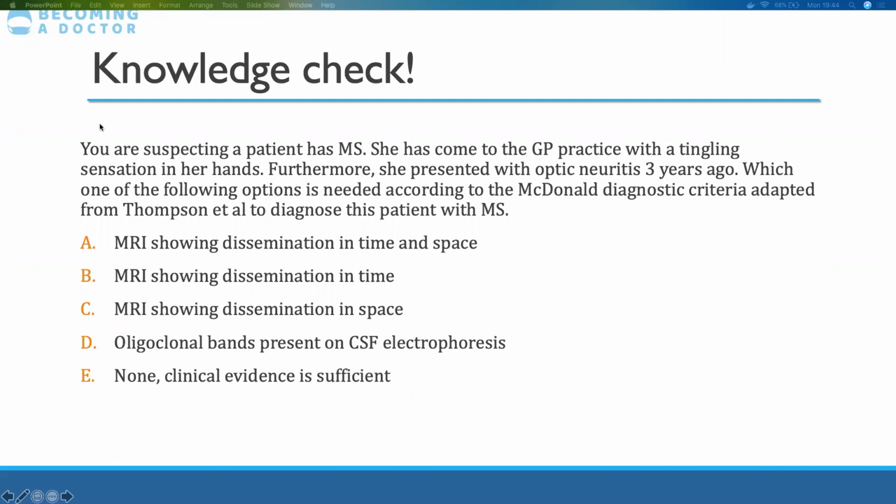You are suspecting a patient has MS. She has come to the GP practice with a tingling sensation in her hands. Furthermore, she presented with optic neuritis 3 years ago. Which one of the following options is needed, according to the McDonald diagnostic criteria, to diagnose the patient with MS? Let me just get the polling open.